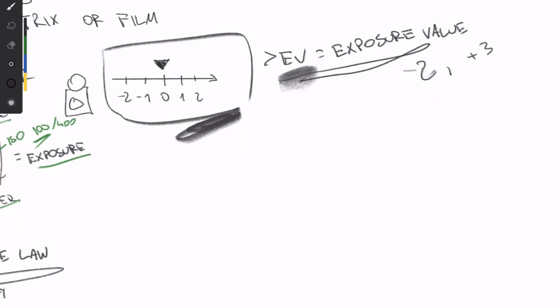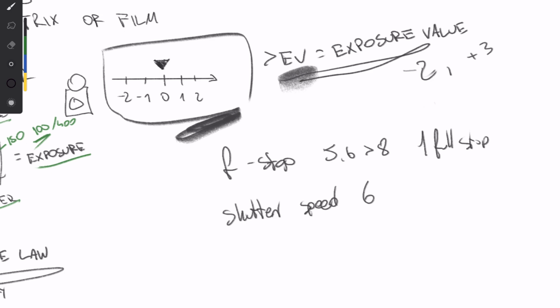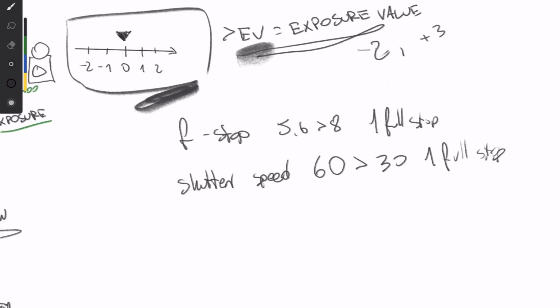So let's go. We already covered this, but don't worry, we're gonna go back again. So 1 f-stop, which is basically if you go from like 5.6 to 8, it will be 1 full stop. If you go from shutter speed, you also get the same thing. So if you go up or down from 60, let's say, down to 30, it will also be 1 full stop. One will be plus and one will be minus.